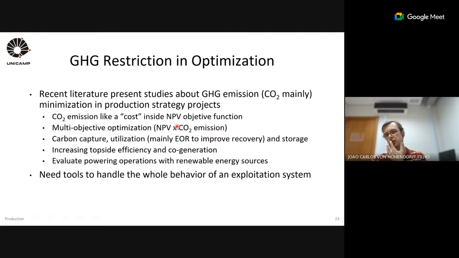There are some studies using carbon capture and utilization, mainly for enhanced oil recovery, improved oil recovery and storage. We have some studies comparing if separated, considering this CO2 separated, and reinjection, how is it, it is interesting from the economical result of the field.